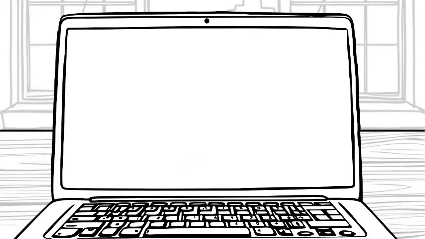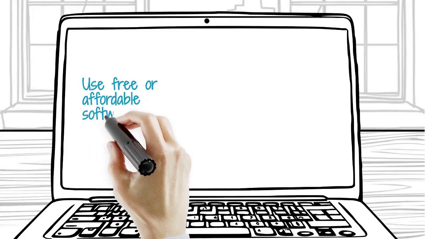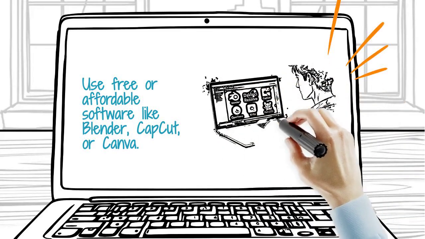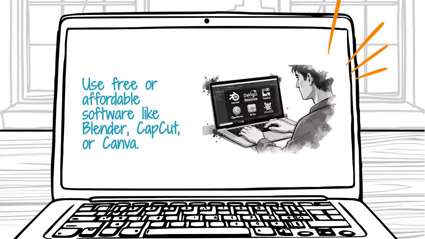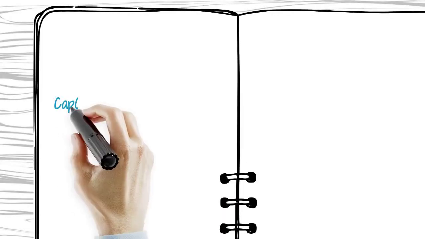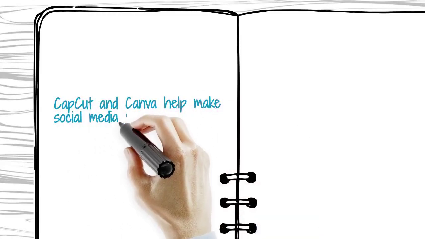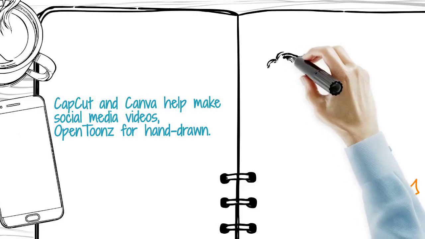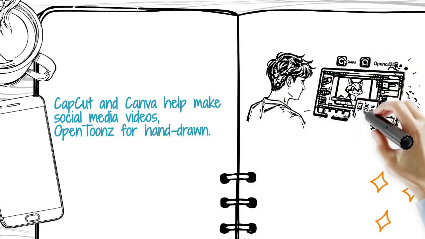Next, use free or affordable software. Tools like Blender, DaVinci Resolve, CapCut, Canva, Krita, OpenToonz, and Pencil 2D can help you create animations without a big budget. Blender is great for 3D and even some 2D work. Canva and CapCut are useful for quick social media animations. OpenToonz and Pencil 2D are solid options for hand-drawn animation. You do not need every tool at once. Pick one and learn it well.